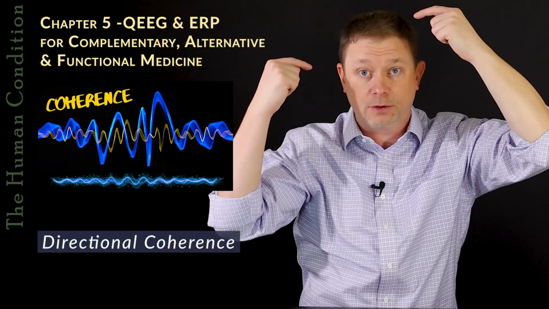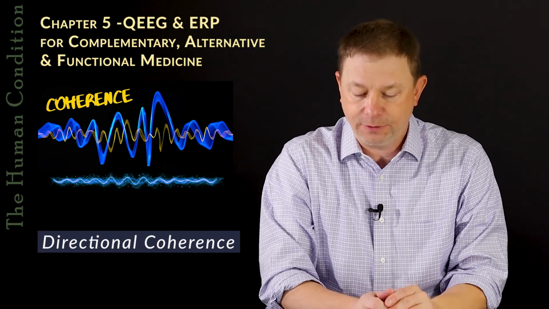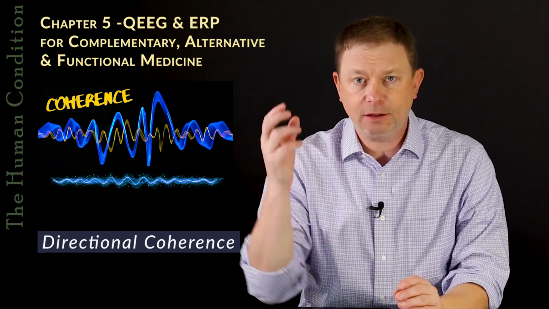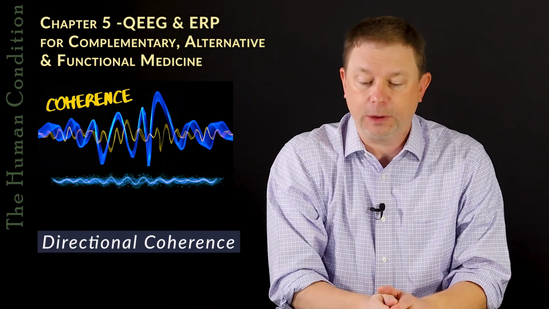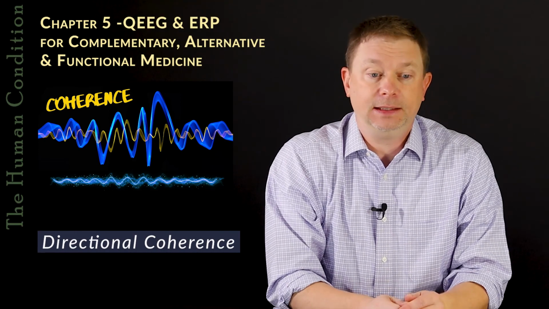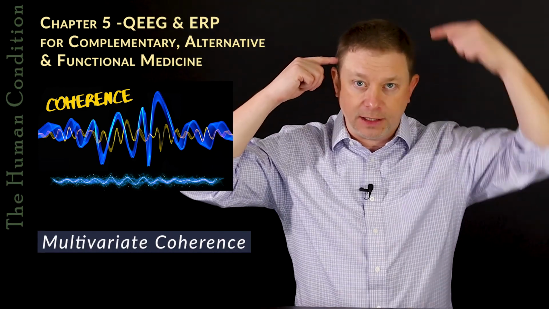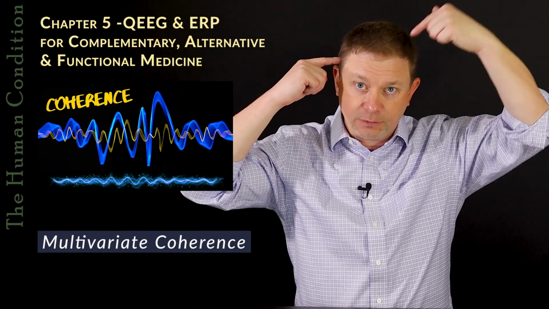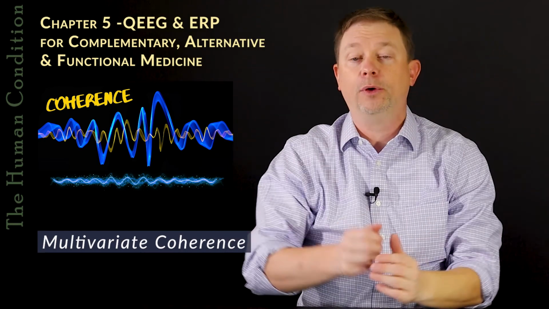So that's called directional coherence. Sometimes you'll hear about directional coherence, and directional coherence would be this idea of which area leads the other area, and that can be determined these days with new software. We also might see multivariate coherence, which has to do with how this region interacts with this region, and how that same region interacts with this region, and how that same region interacts with this region, and likewise all through the whole brain.